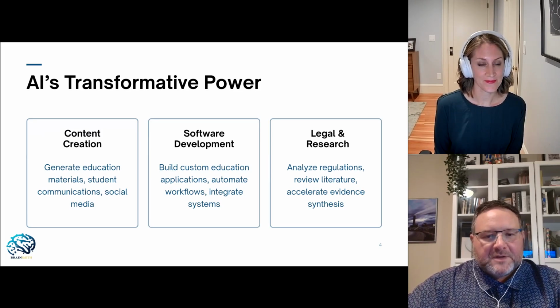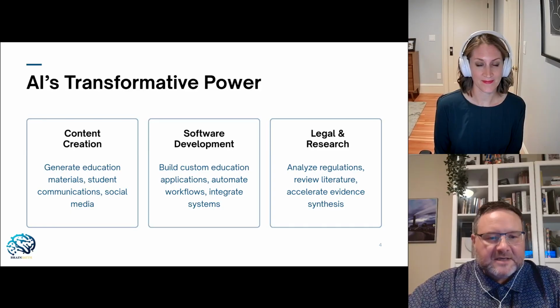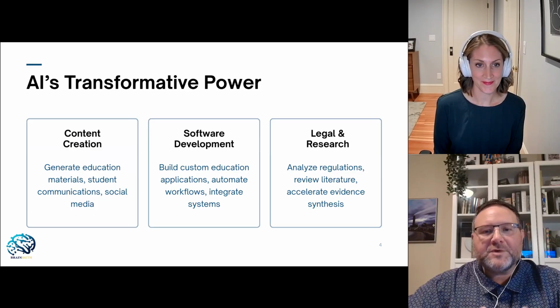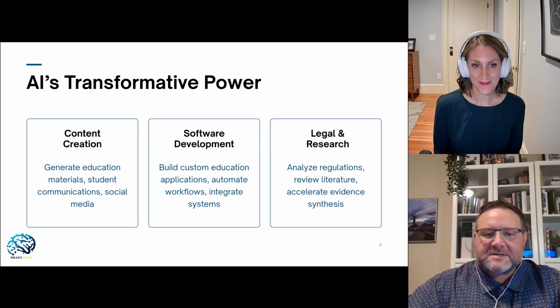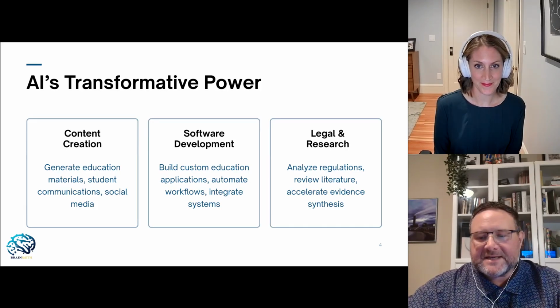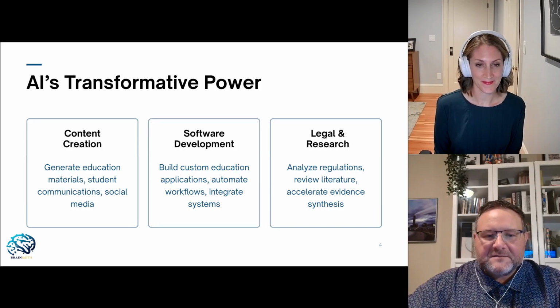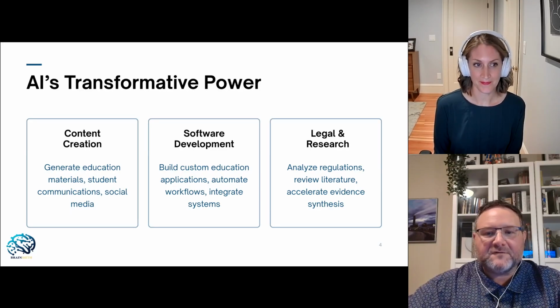So, we think broadly, AI is about content creation. If we're thinking about education, it can generate our materials really quickly, but we still need to be there to help it, to guide it. It can help us transform how we communicate with students. It can help us make social media content, and software development. It's actually really revolutionizing software development in the sense that there's this thing called vibe coding.